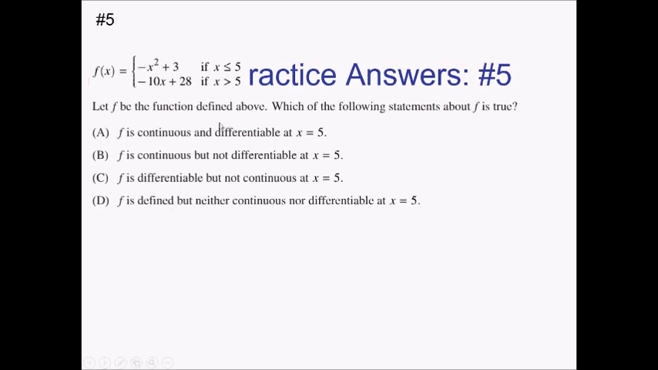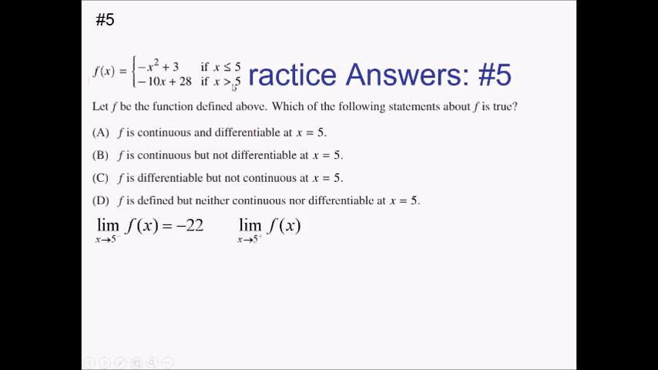So let's see what kind of issues we're dealing with at x equals 5. We'll start by checking for continuity, which means we have to see if the limit exists at x equals 5, which means we have to check the left versus the right side limits. So limit as x approaches 5 from the left, that's the first thing we'll check. That's using this less than 5 rule. So we're plugging 5 into this first rule here. That's negative 5 squared plus 3. So negative 25 plus 3 is negative 22. And then we have to check the right side limit at 5.